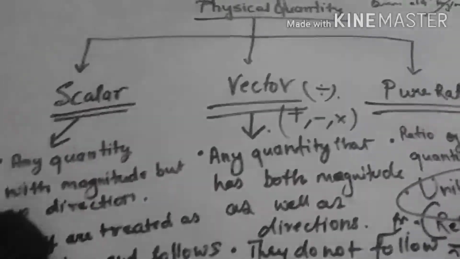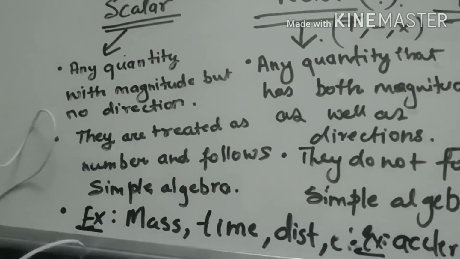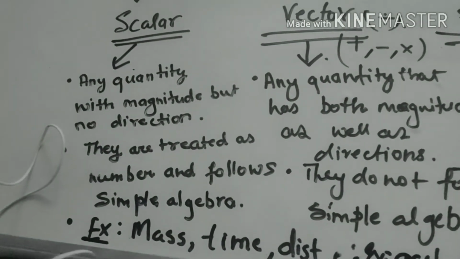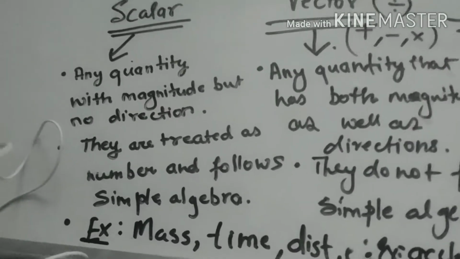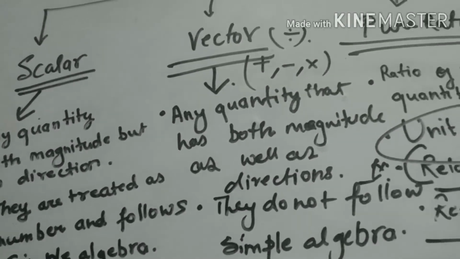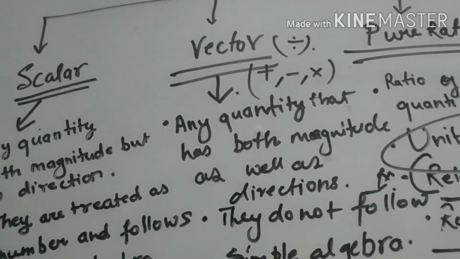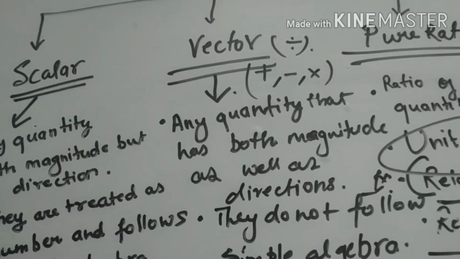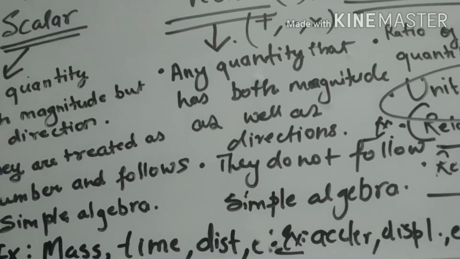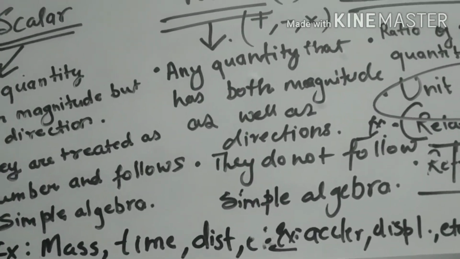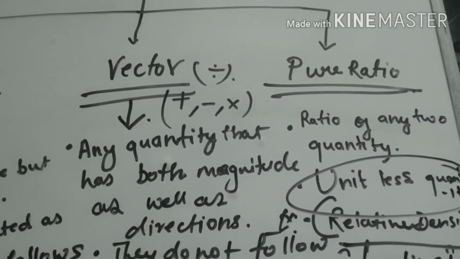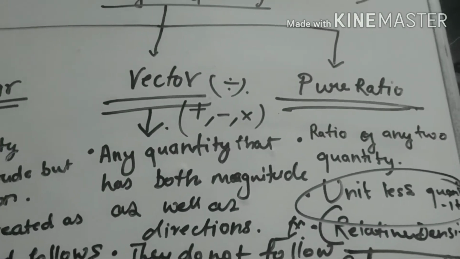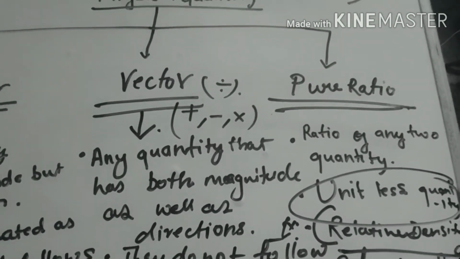So we have seen scalar quantity, vector quantity, and pure ratio. So let's revise once. Scalar quantities are those quantities which only have magnitude but no direction. Scalar quantities are treated generally as numbers and follow simple algebra. Example: mass, time, distance, etc. Then we have vector. Any quantity that has both magnitude and direction is called a vector quantity, and they do not follow simple algebra. They have different laws of vectors. Example: acceleration, displacement, etc. Then we have pure ratio. The quantity which is just defined as the ratio of any two quantities is called pure ratio quantity.